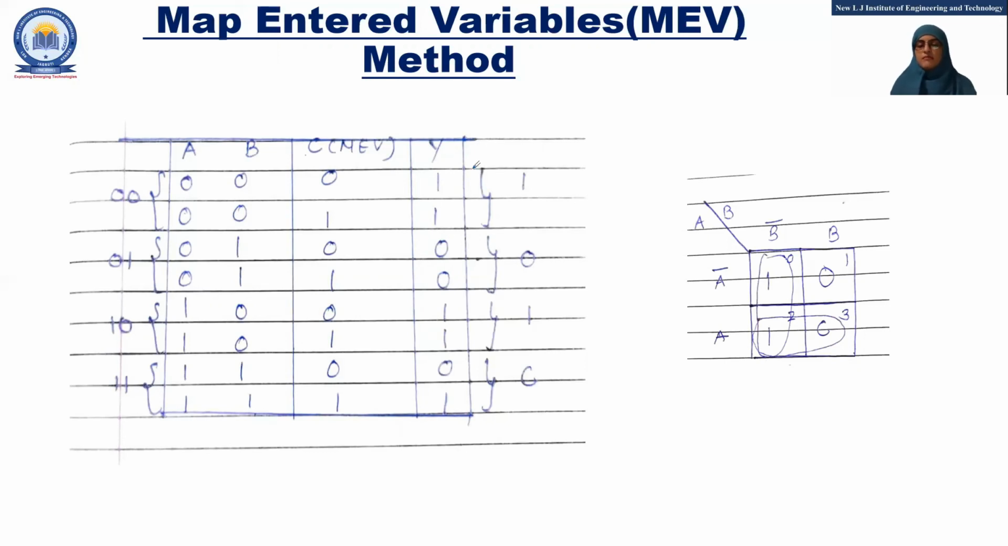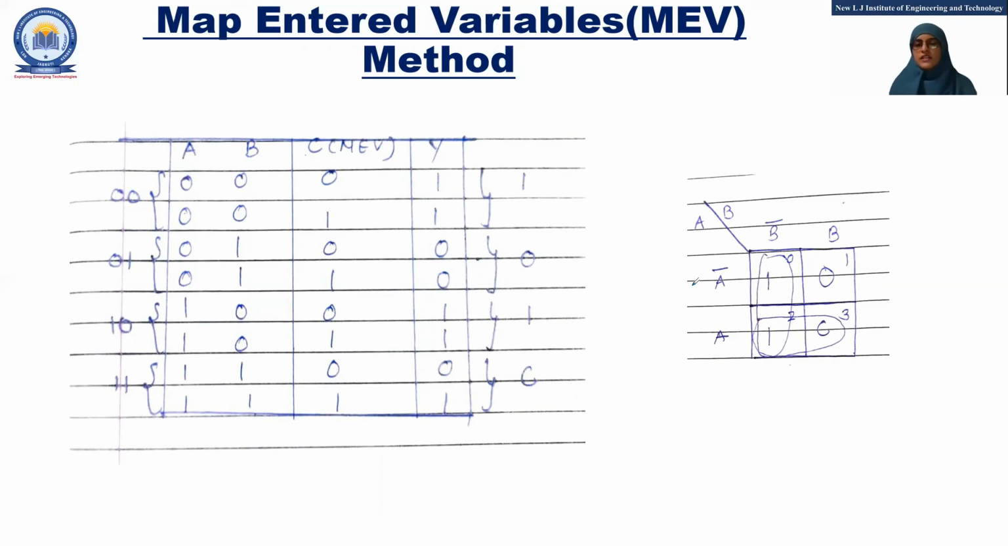Now, the same way we will make groups of 2 for the output. There is a rule that if the combination is 1, 1, we will take it as 1. If the combination is 0, 0, we will take it as 0. If the combination is 0, 1, we will take it as C. If the combination is 1, 0, we will take it as C bar. So we will fill this output in this two-variable K-map.